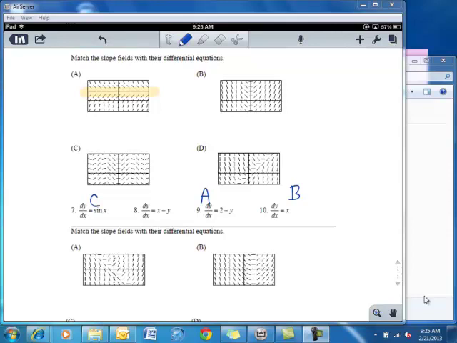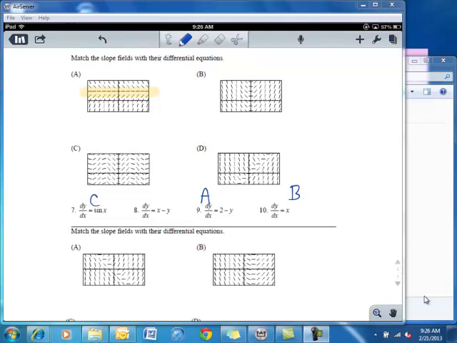Okay, and then of course that leaves number 8, doesn't it? So 8 has to be D. Well, let's talk about how this works. Do you see how in 8 the slope depends on both x and y? And so you're not going to get a vertical or horizontal pattern. It's going to be that kind of twisted, diagonal, that kind of thing.